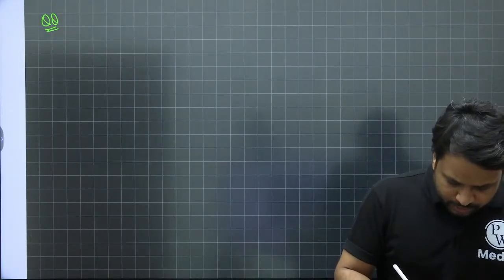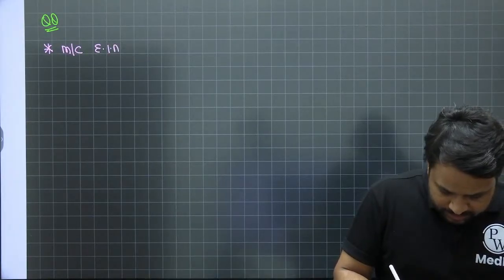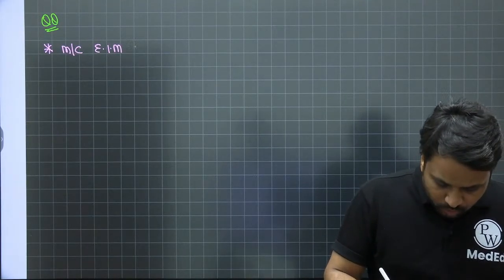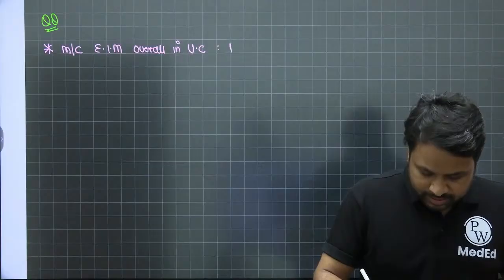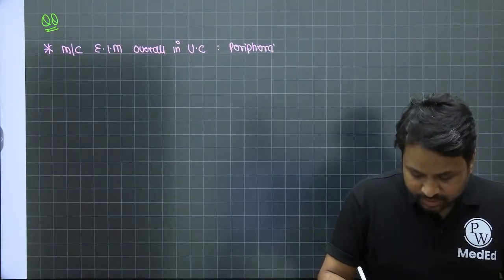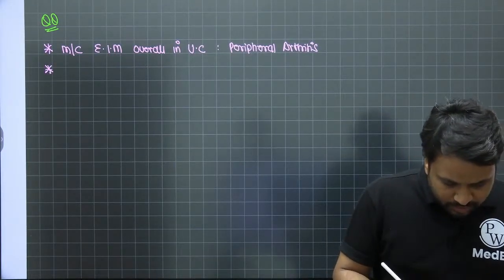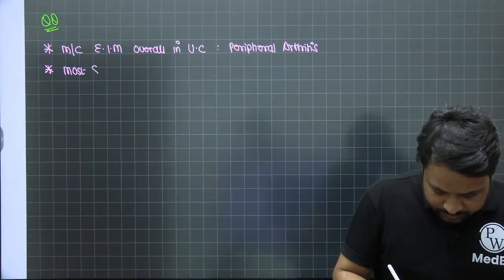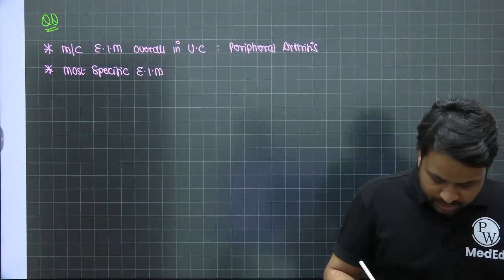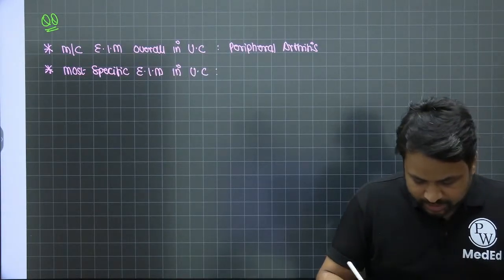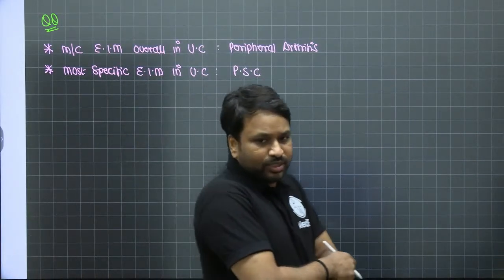Now, if I ask the question, what is the most common extra intestinal manifestation overall in ulcerative colitis? The answer is peripheral arthritis. It is going to be peripheral arthritis. I change the question. Which is the most specific extra-intestinal manifestation in ulcerative colitis? The answer is primary sclerosing cholangitis. It is your primary sclerosing cholangitis.